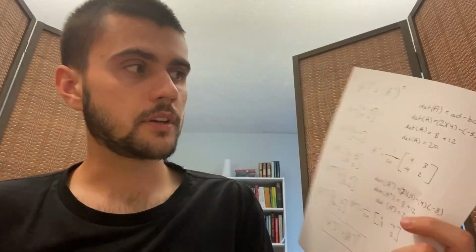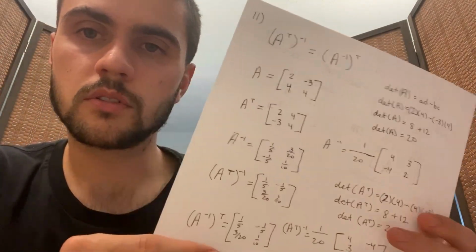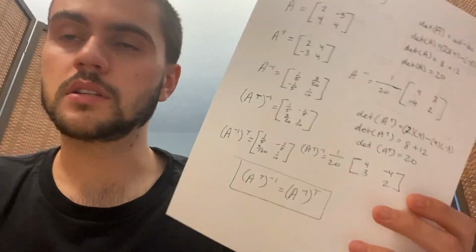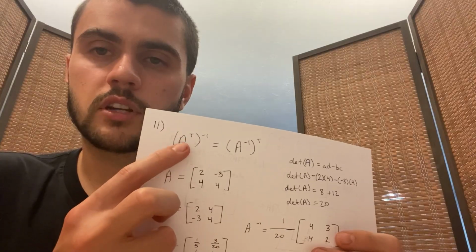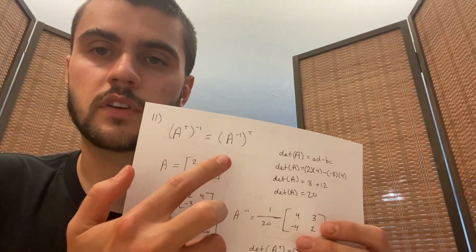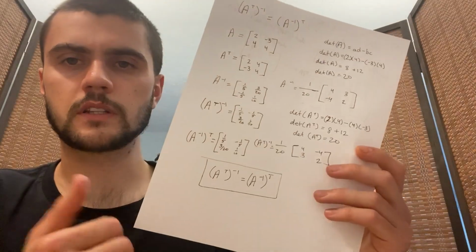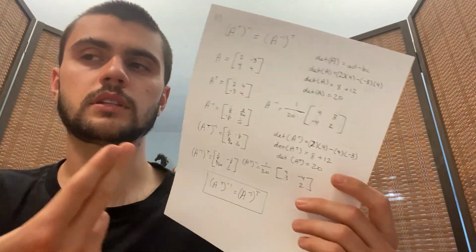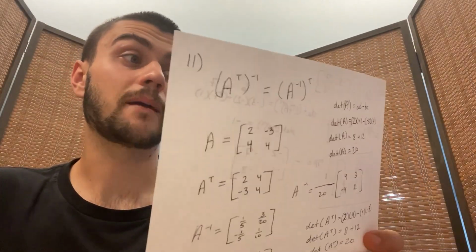Next we have 11. This was just proving that these two are equal. So that was easy. Interesting though that the inverse of the transpose of A is the same as the transpose of the inverse of A. We just showed that. I mean, that's not a proof, but they said prove it. So by this example, I'm pretty confident.